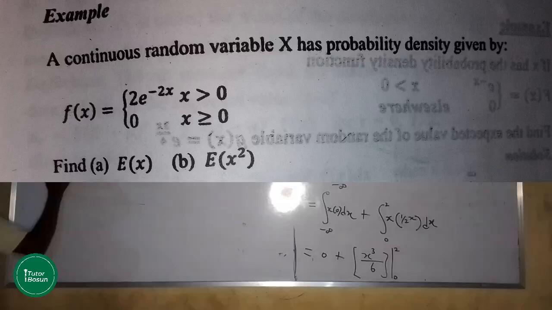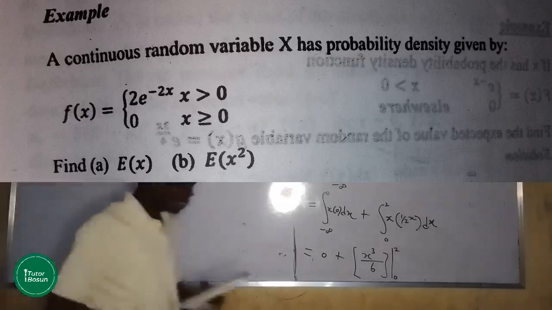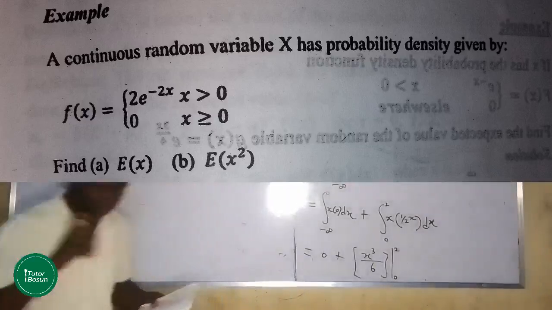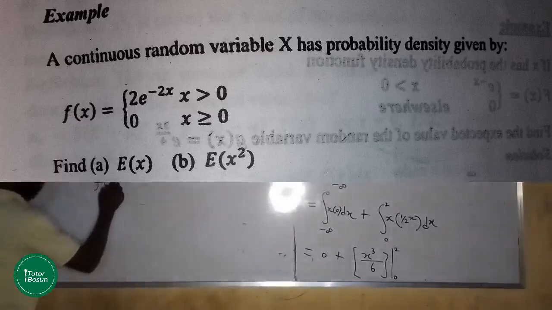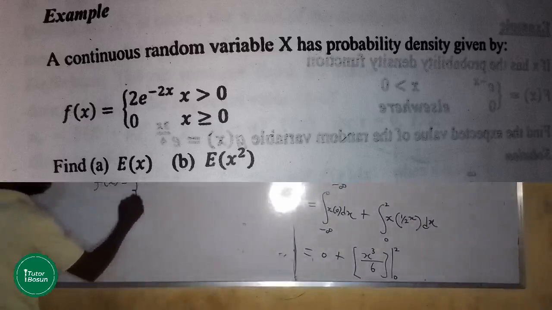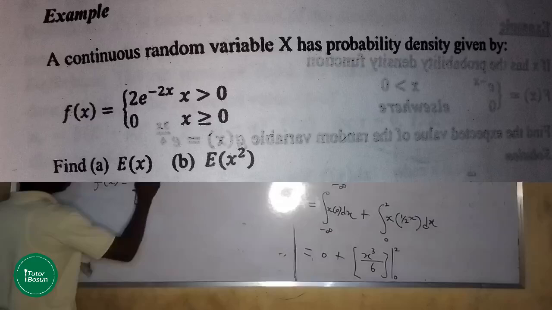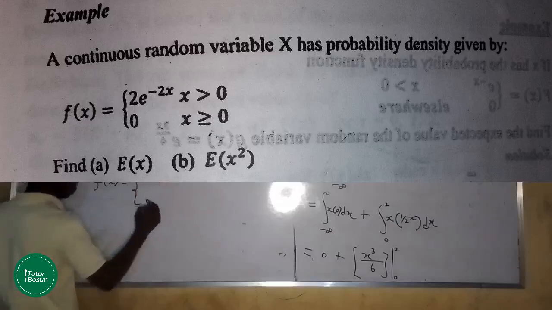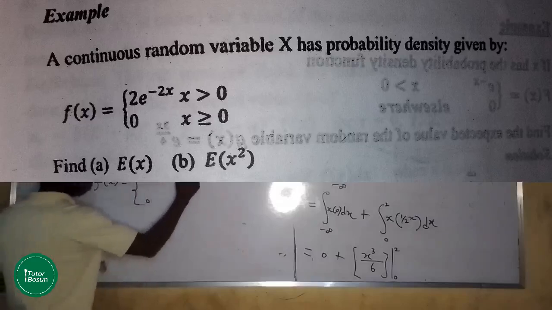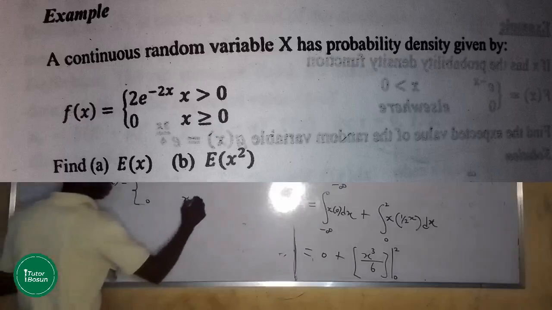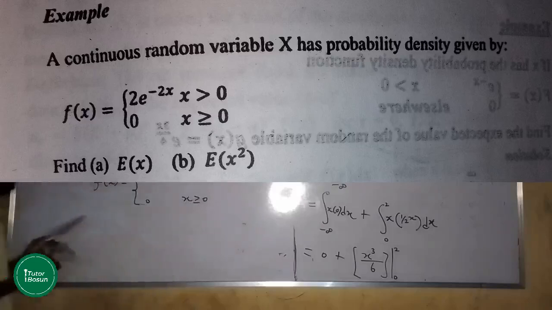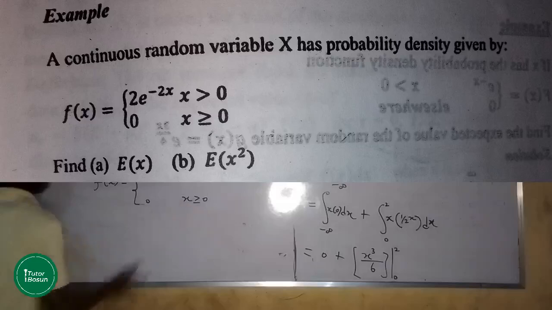And this one is also under probability density function. So this one says a continuous random variable x has the probability density given by f of x equals 2 exponential minus 2x for x greater than or equal to 0, and 0 otherwise.